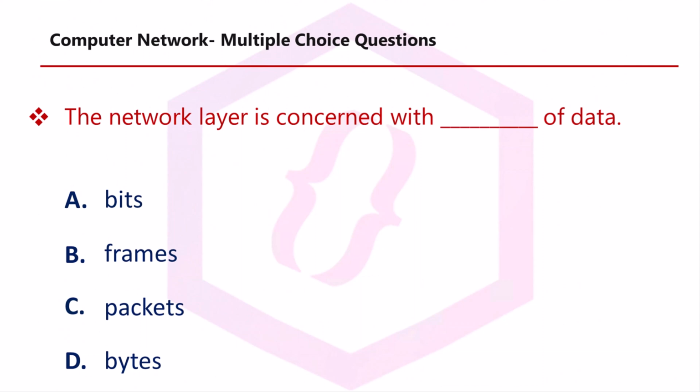The network layer is concerned with dash of data. Option A, bits. Option B, frames. Option C, packets. Option D, bytes. The correct answer is option C, packets.